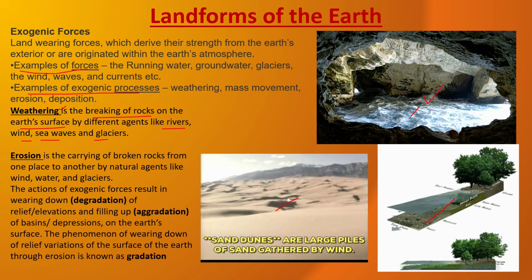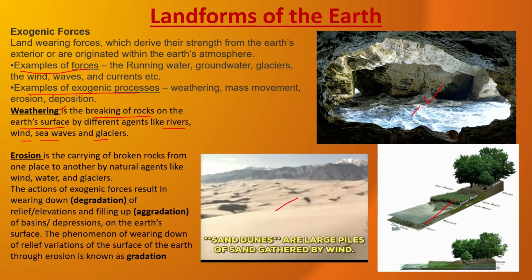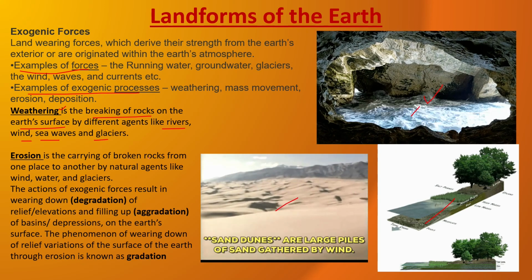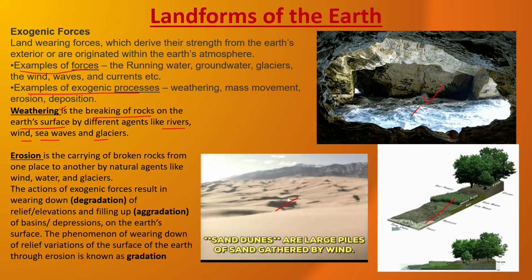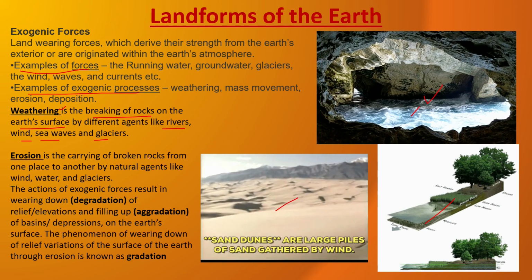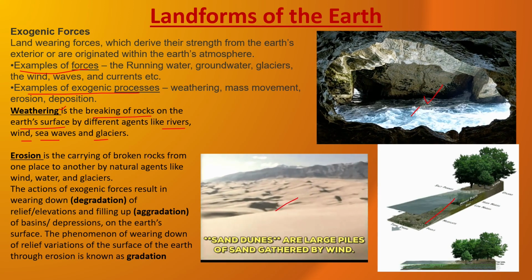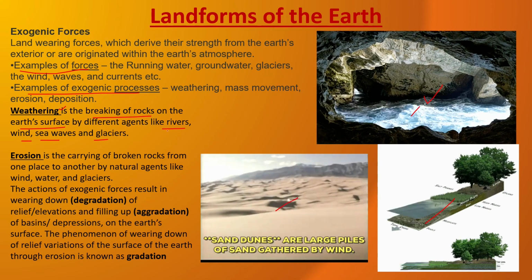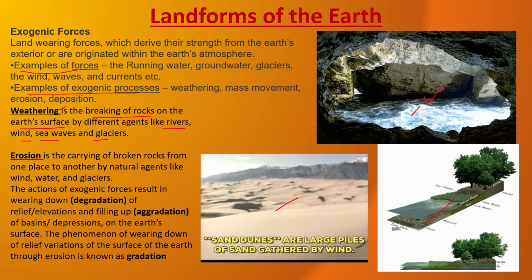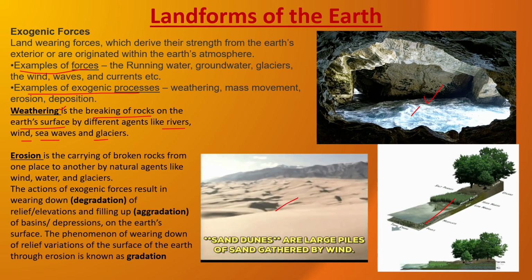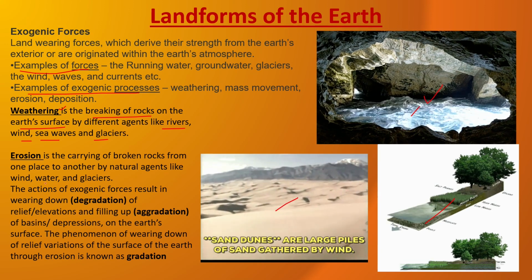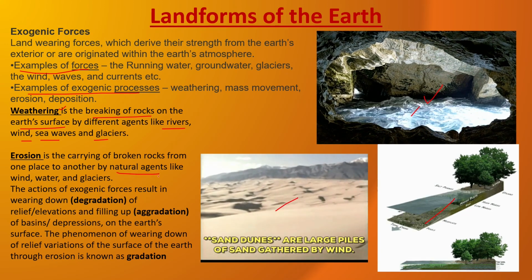Erosion is the carrying of broken rocks. When the rock is broken, as you have learned in physics, unless another force is acting on it, it will stay at the same place. So rivers, winds, sea waves take away the broken rocks from the origin of the weathering place and deposit them somewhere else. These are also called natural agents.